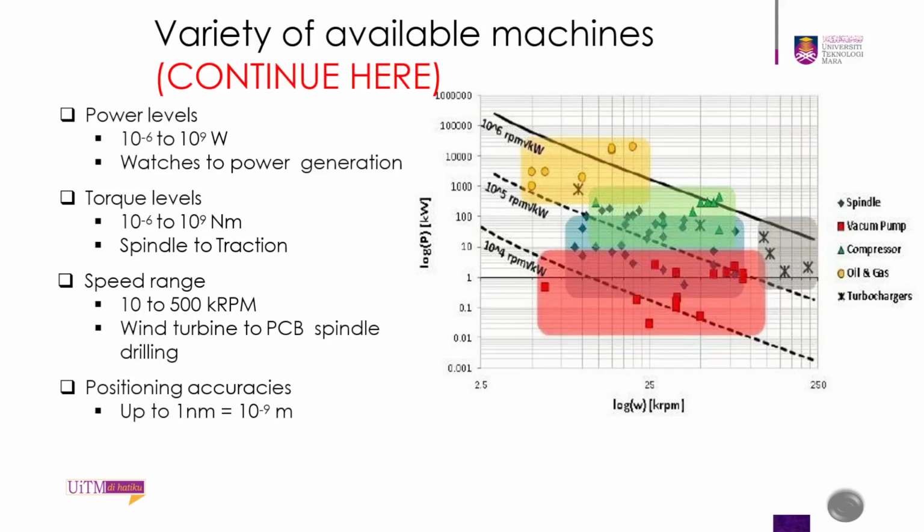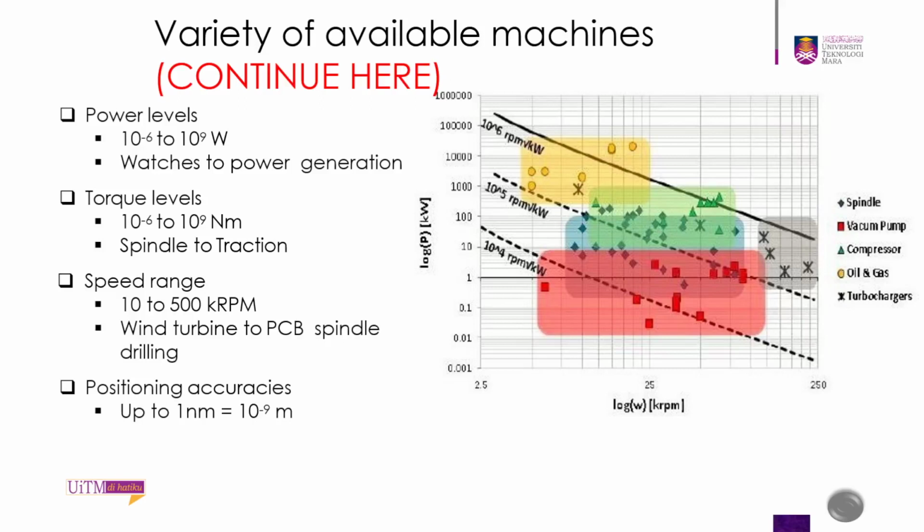And when we talk about torque levels, it can go down to micro Newton meter, up to 10 to the power of 9 micro Newton meter. From a spindle to the electric traction, all the train traction, the torque level is very high.